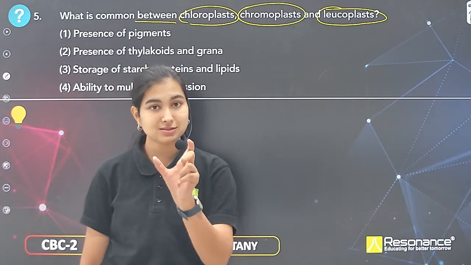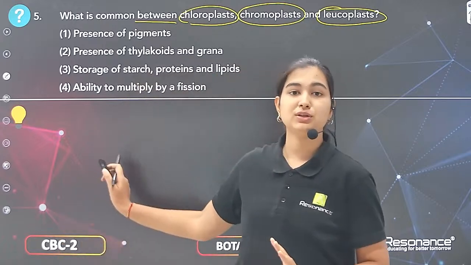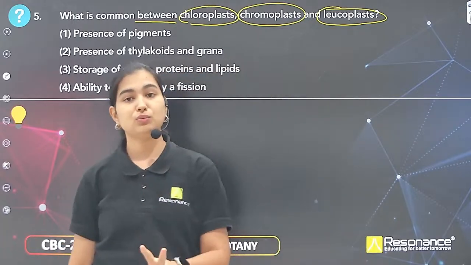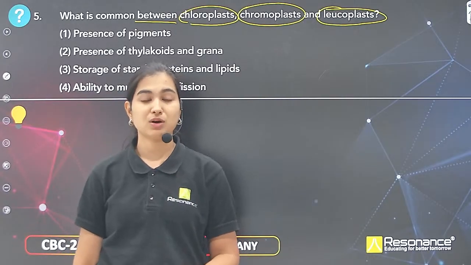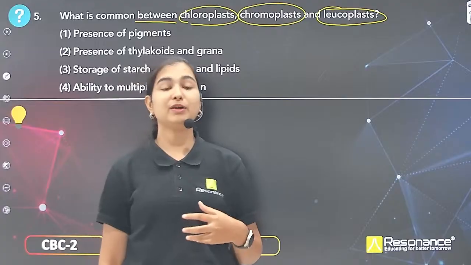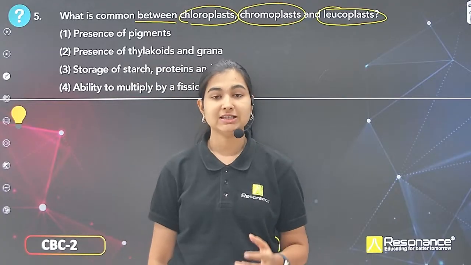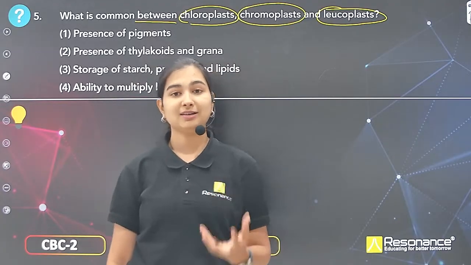So there is a similarity between two of them. Even if you don't know the leucoplast, leave it, but you know the two of them, right? So what is the similarity? They are related to the color. Because of the presence of these organelles, the color will be there.